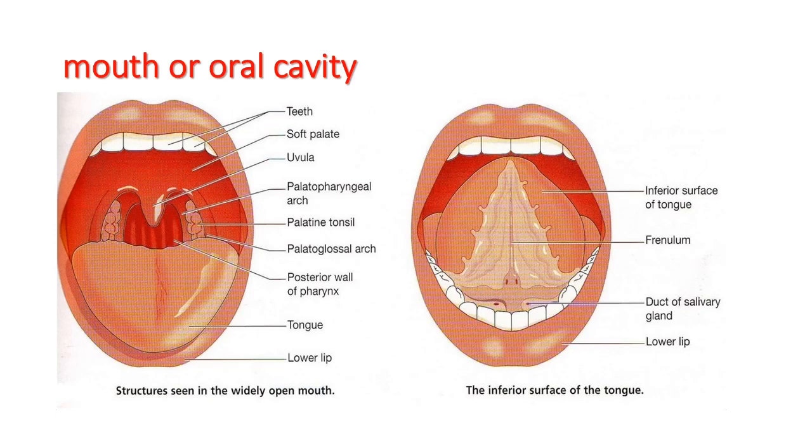Now you can see the figure of mouth or oral cavity. First there is teeth, then the soft palate, then in the middle portion there is an elongated portion, that is uvula, then the palatopharyngeal arch, then tonsil, then palatoglossal arch, then posterior wall of pharynx, then in the anterior area there is tongue and lower lip. Then on the inferior surface of the tongue there is a frenulum, which is at the middle portion of the tongue, then duct of the salivary gland at the lateral side of the mouth and the lower lip. So this is all about the parts, or we can say the area of the mouth.